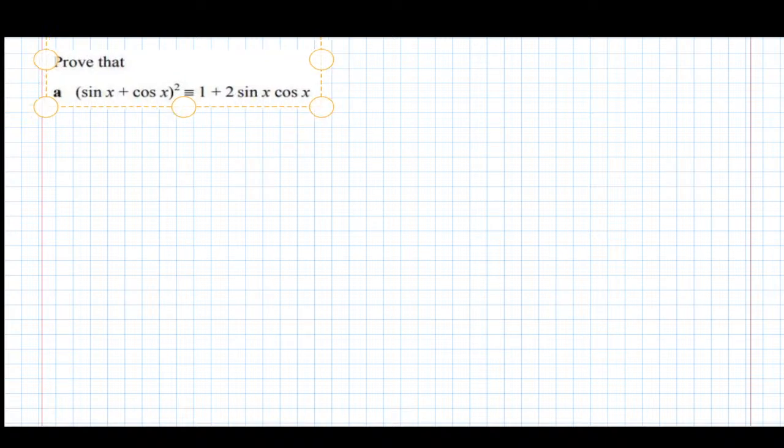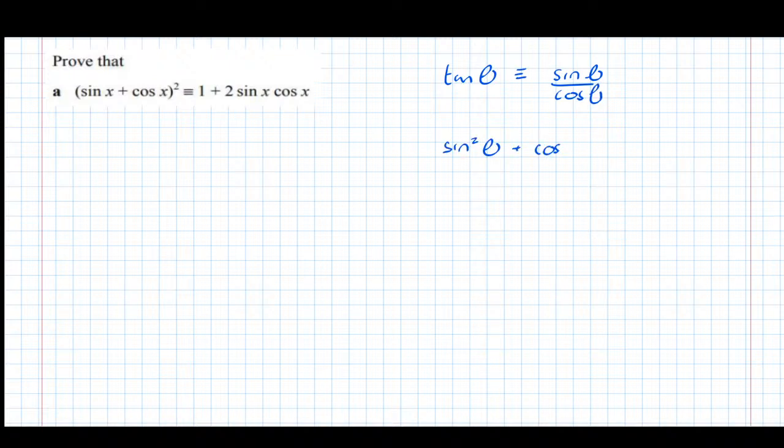So it says prove that that's the case. And remember, the identities that we can use are tan theta is identical to sine theta over cos theta, and sine squared theta plus cos squared theta is identical to 1. So the wrong way to do this would be to write out both sides.